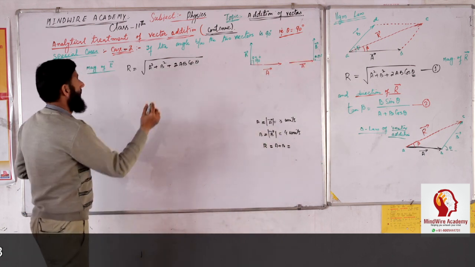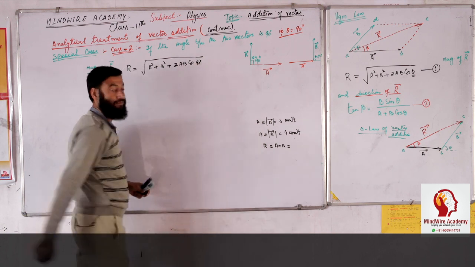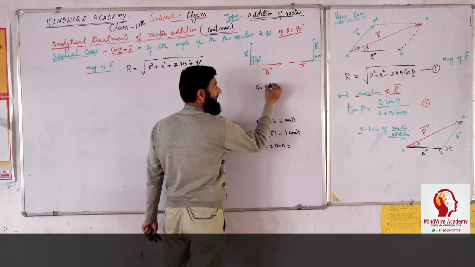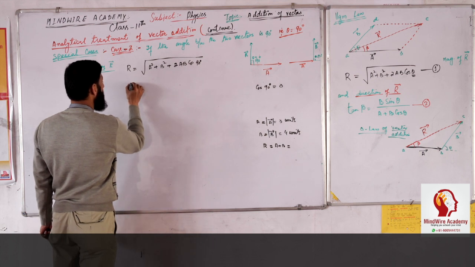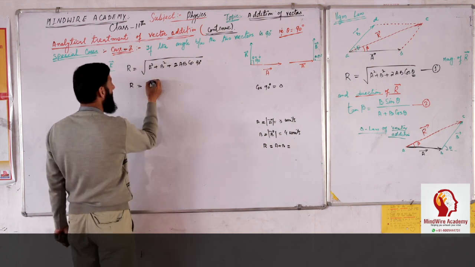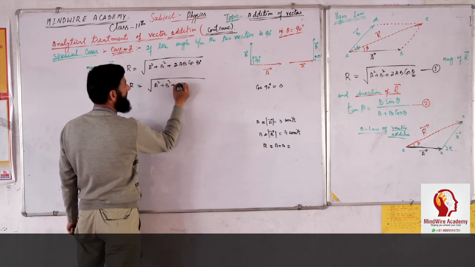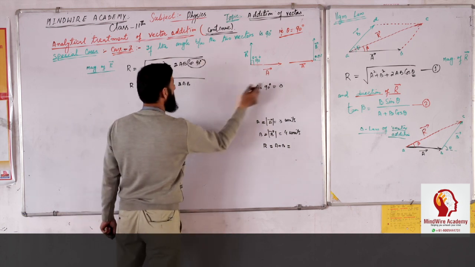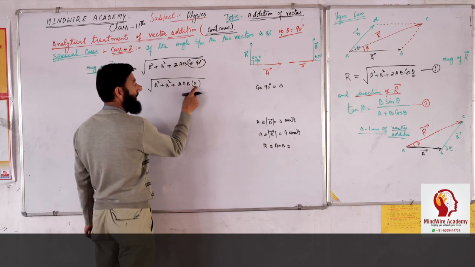Now, I will substitute here theta equals to 90 degree. As you all might be knowing that cos 90 degree equals 0. So, the magnitude of this vector R, which is basically the sum or addition of the vector A and vector B, is equal to A square plus B square plus 2AB cos 90, as you all know that cos 90 is 0. So, it will be equal to 2AB into 0.